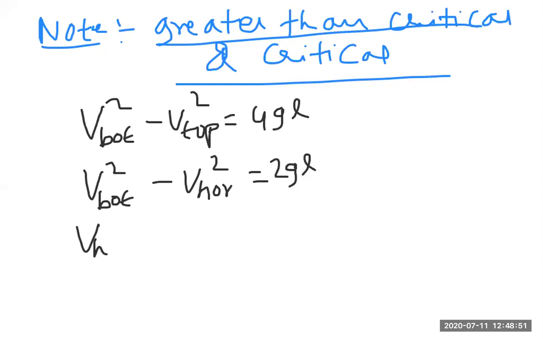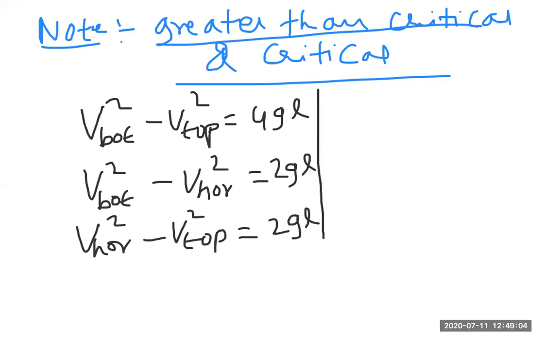V horizontal square minus V top square: V horizontal square is 3 GL, V top square is GL, so 3 GL minus GL is 2 GL. So in all situations we can write like that. If you observe carefully, V bottom square minus V top square is 4 GL, V bottom square minus V horizontal square is 2 GL, and V horizontal square minus V top square is 2 GL.